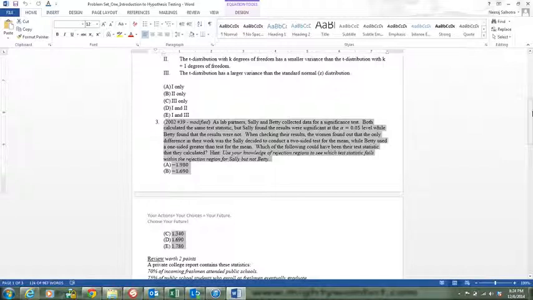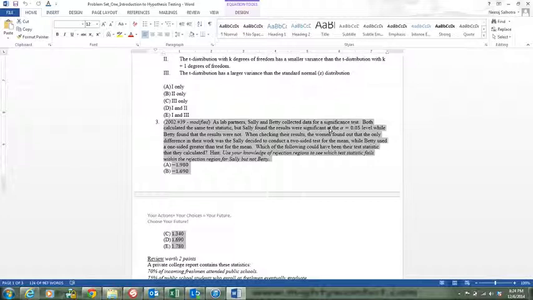So they both got the same t-stat. Both of them had results that were significant at alpha equals 0.05. When checking their results, the only difference is Sally found that the results were significant. In other words, there was evidence to reject the null hypothesis. Significance means evidence to reject H0. Betty found that there was no significance.